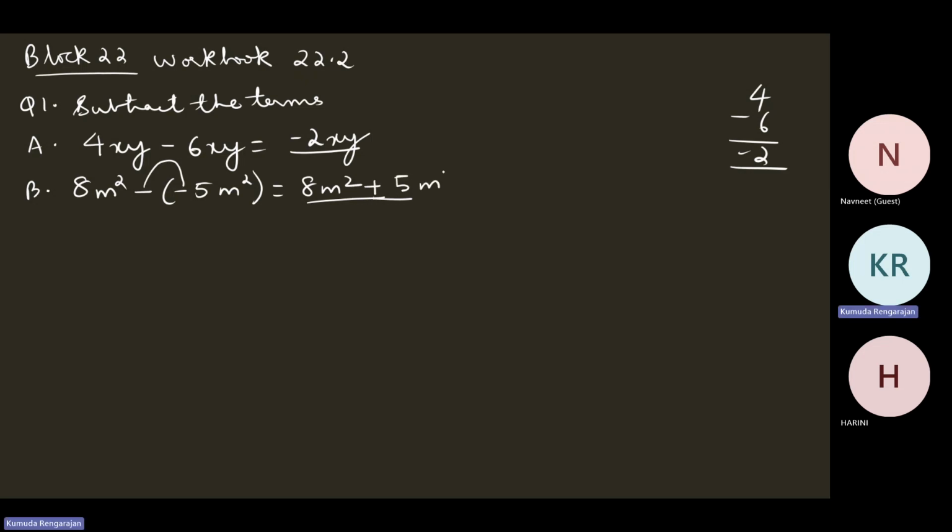Plus 5m squared. So that is equal to, again, they're like terms, m square, they're like terms. So the answer also will be a like term. 8 plus 5 is 13. So 13m squared. Yes, ma'am. Okay. Any questions? No, ma'am. Okay.